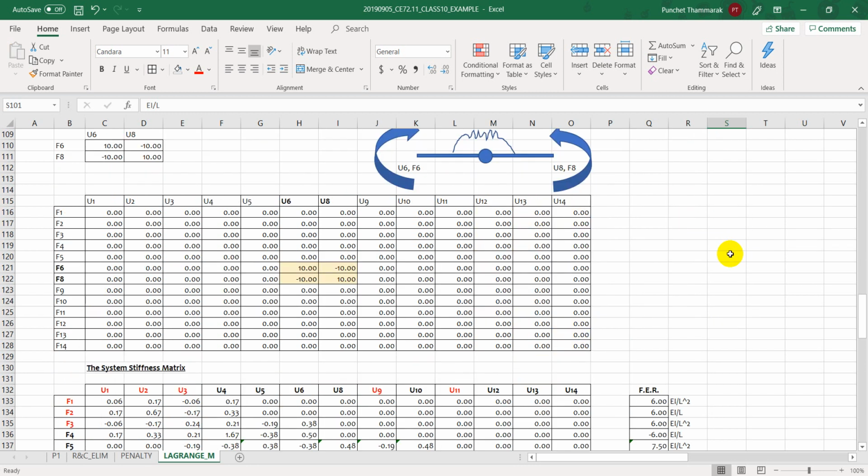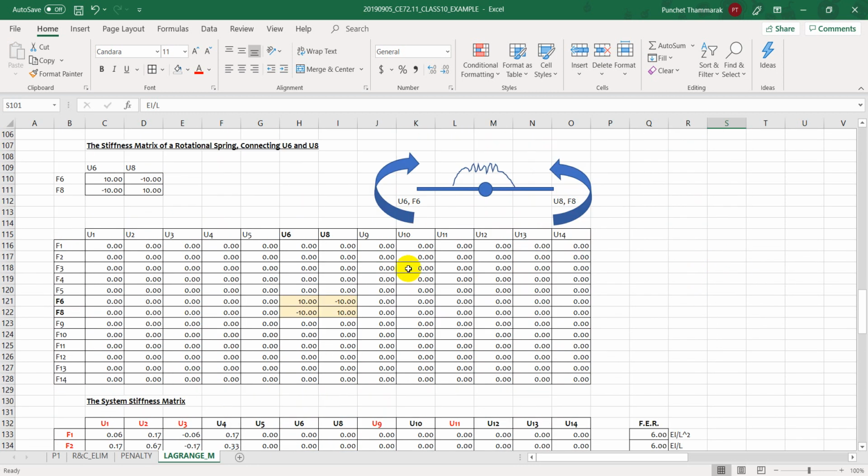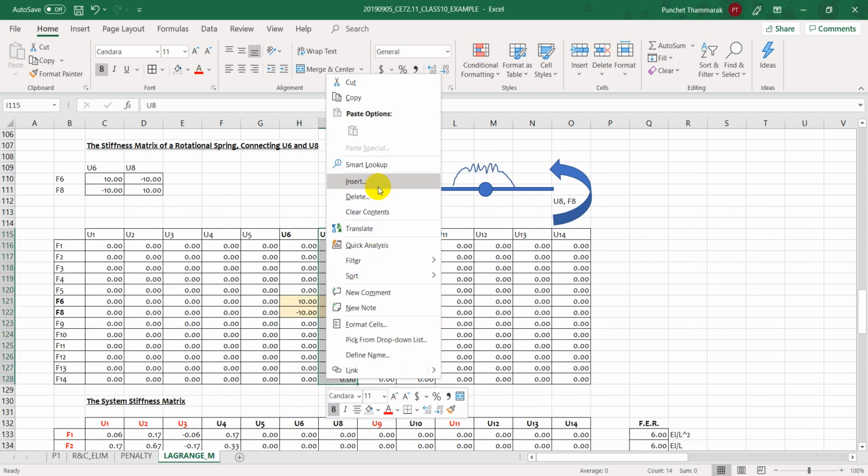Done, right? Oh, not yet. Not a little more. Insert.